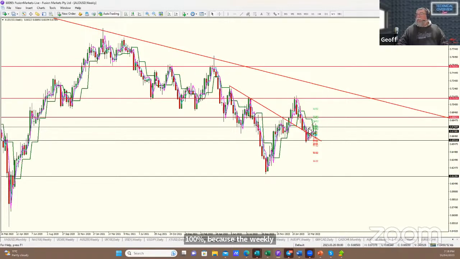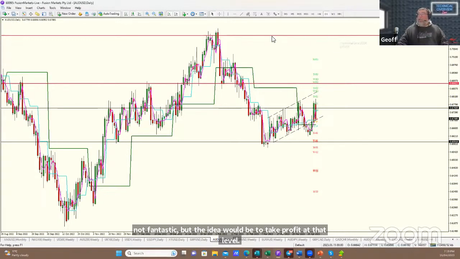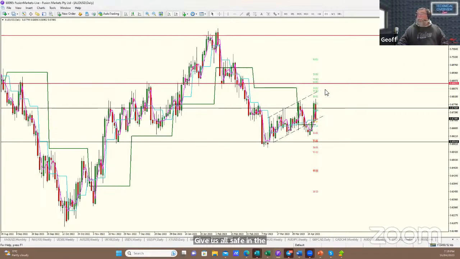You can see that we've had indecision since we had that setup. It wouldn't surprise me at all if price goes back to this level. That's why I've got it on the chart. This level here, which is what, 68, 80 odd, and then comes down. So daily chart can get me up to here. Risk to reward's not fantastic, but the idea would be to take profit at that level, get myself safe in the market. And if it did want to challenge these highs, then I can take advantage of that.